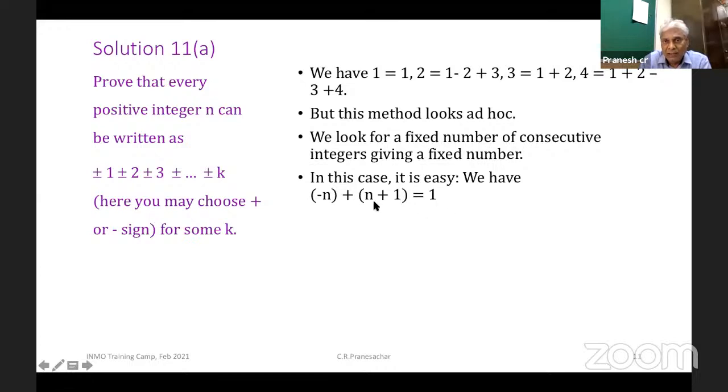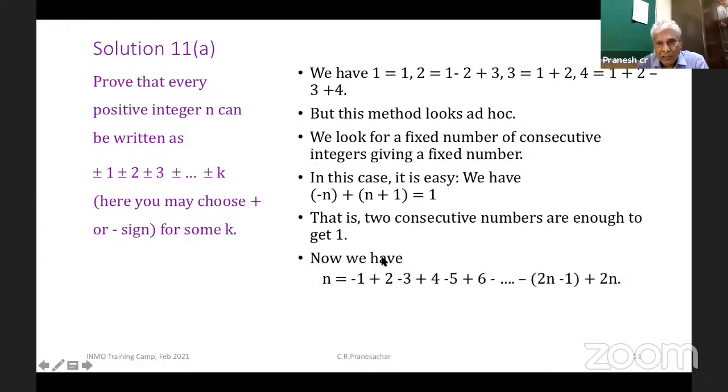So it is minus sign n plus n plus 1. So n is prefixed by a minus sign and n plus 1 is prefixed by a plus sign. So you will always get 1. So we use such pairs to get 1s and add up to n. So that is, 2 consecutive numbers are enough to get 1.